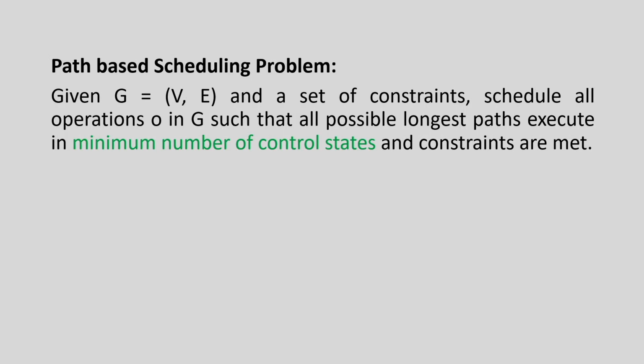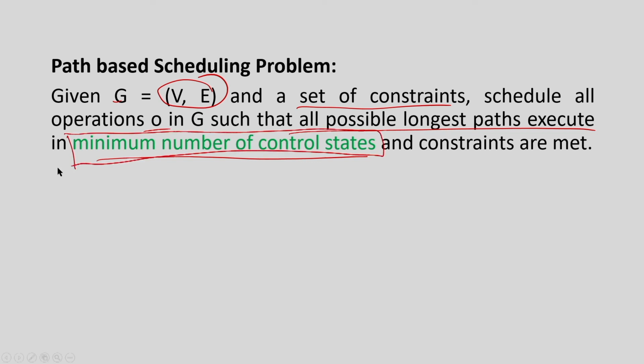Now if I define this path based scheduling problem, I am given this graph, my overall program, and a set of constraints. I am going to talk about what the constraints are, as I mentioned the resource constraint and timing constraint, everything we will give together. And then I am going to schedule all the operations in G, such that all possible longest paths, I am going to talk about that, you can think of the paths, can be scheduled in the minimum number of control states. This is very important. Here I want to schedule everything in the minimum number of control states, okay, and without violating the constraints. So, this is my path based scheduling problem.